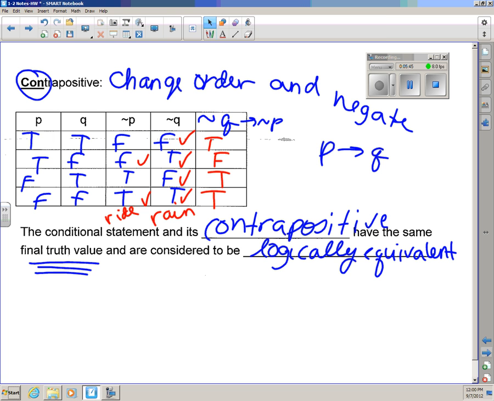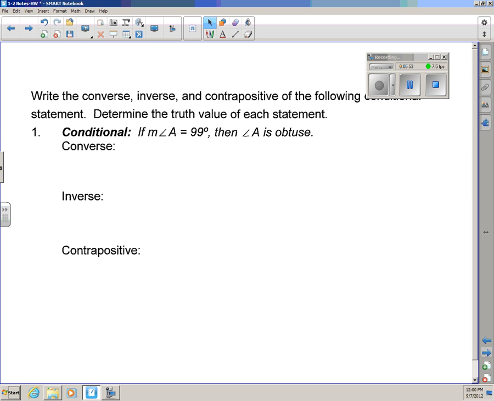So the conditional and its contrapositive will always have the same final truth values. Okay. So write the converse, inverse, and contrapositive of the following. Determine the truth value for each. Well, if they tell you that the measure of angle A is 99 degrees, then the measure of angle A is obtuse. And that is true.